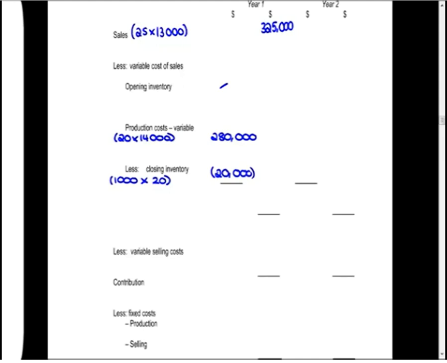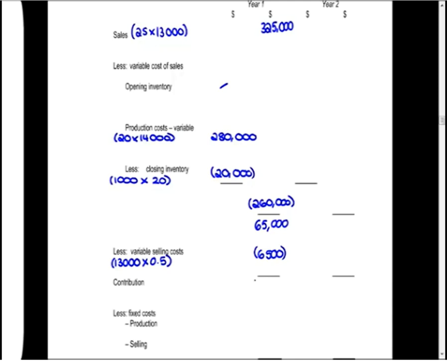So what that means then is that we have a cost of goods sold of $260,000. We need to take that away from the sales, and that's going to give us $65,000. But before we get down to the contribution figure, we need to take off the variable selling costs. And these are based on the number of units sold, which in this case was 13,000, and they were 50 cents each. So that's $6,500 of variable selling costs.